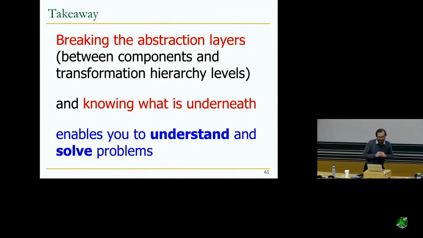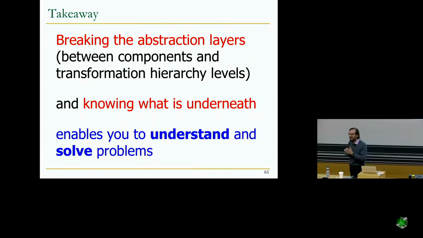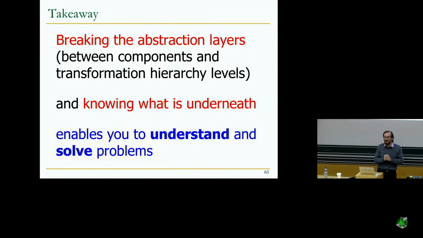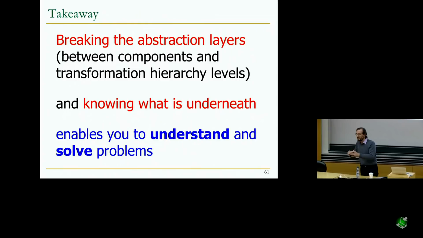Okay, so my takeaway, going back, is that this problem spans across layers. Breaking the abstraction layers between components and transformation hierarchy levels, and knowing what's underneath, enables you to understand and solve problems. You could argue, why do I care about this? This is the problem of the DRAM manufacturer. They didn't do their job right. You could argue that, but you won't win that argument much because it's not so easy to do. As we push technology boundaries, and you should always be pushing technology boundaries, we will run into more reliability issues like this. And it's going to be very hard for a single group of people to confine or solve these reliability problems.